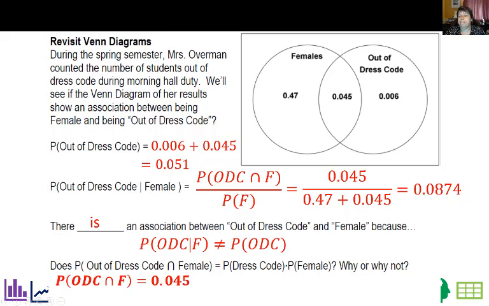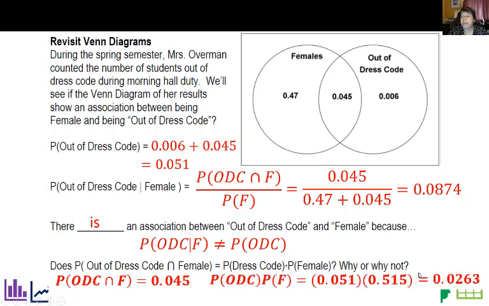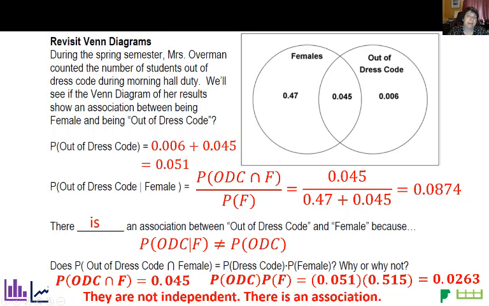So that does mean that there's an association. Can I multiply the two probabilities, probability out of dress code times probability of female, to get both? Well, we know the and probability is here. And when I multiply these two, I get 0.0263. And why is that? They're not independent. There is an association. So if you ever want to show independence, show that the probabilities are roughly equal. If you want to show there's an association, show the probabilities are not the same. You basically just take the probability. This is a great way to show it right here.